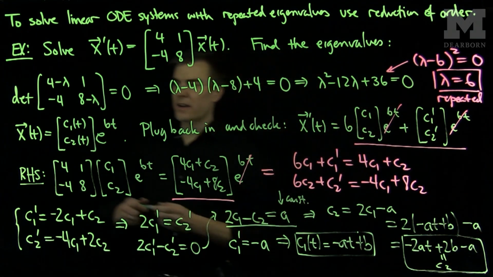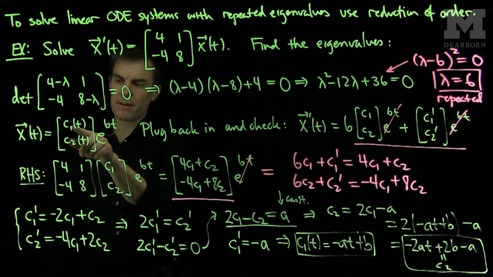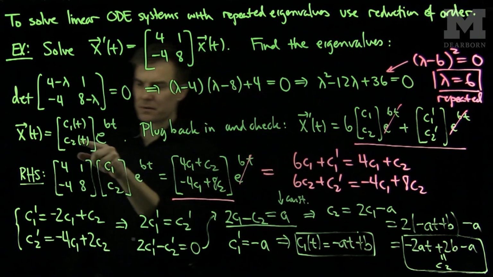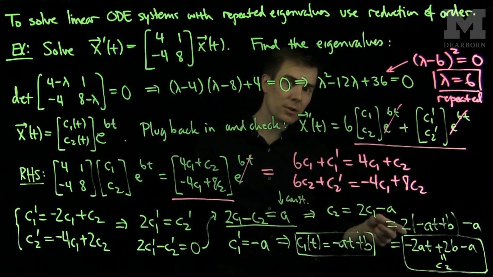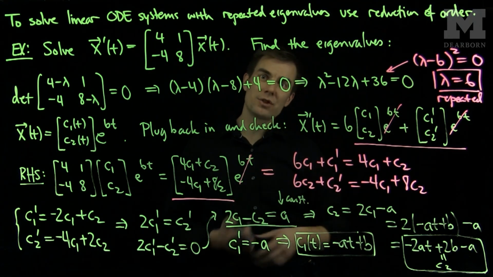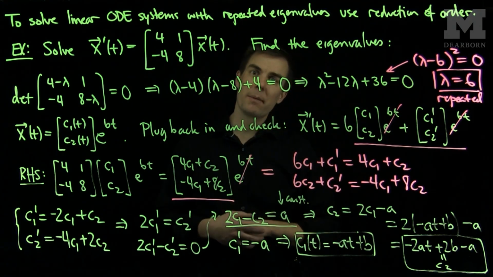So I go back to my formulation of x of t. I fill in c1 of t over here, and I fill in c2 of t over here, and I have a solution now that depends on the constants a and b, so I have a general solution to the ODE system by reducing the order.